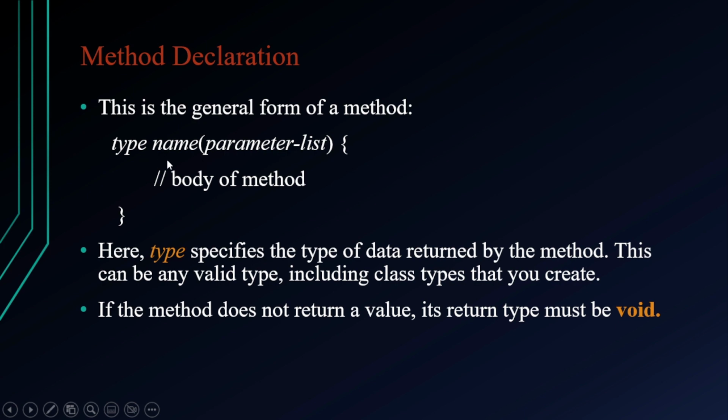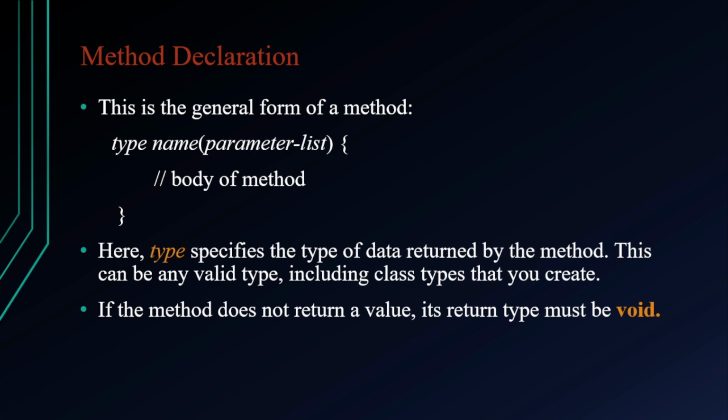Here the type, name, followed by the parameter list, and in the block we write the body of the method. Here type specifies the type of data returned by the method. This can be any valid type, including class types that you create. The type specifies the data returned by the method. This can be any valid type.